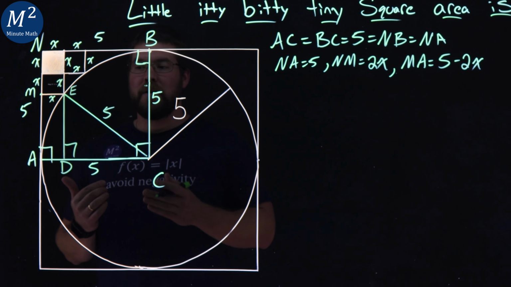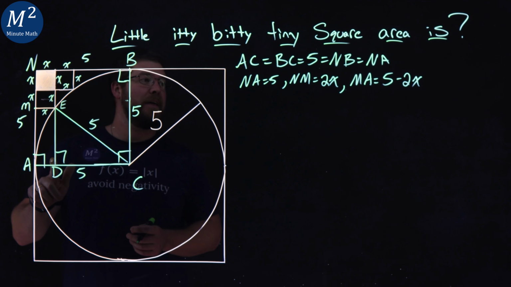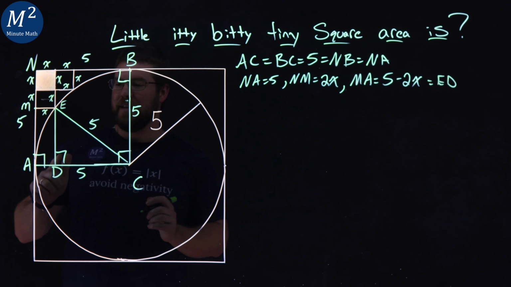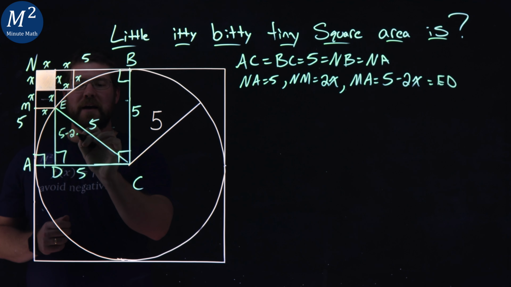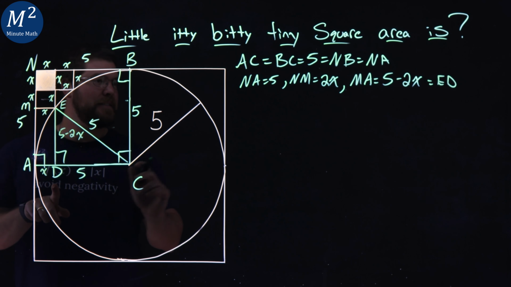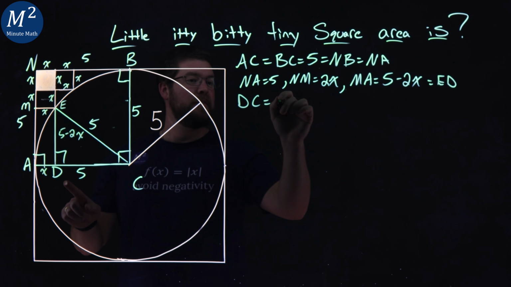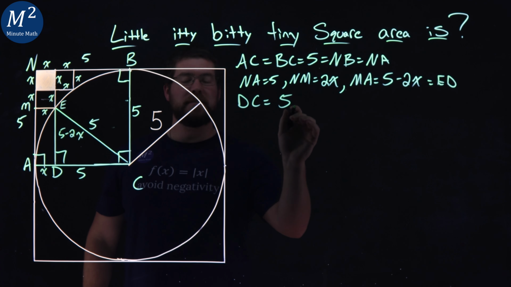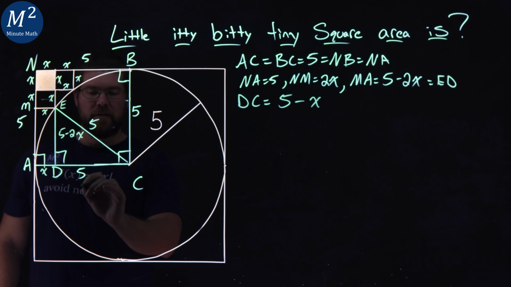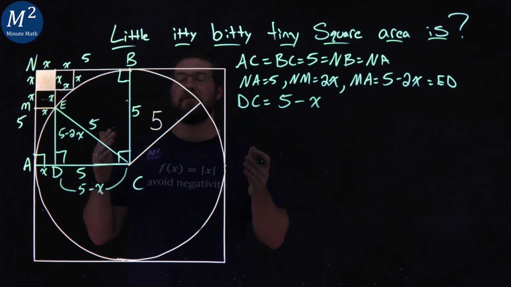So what we want to do is see if we can find some information from this right triangle. ED has the same length as MA, so that's going to be 5 minus 2x. And AD has length x as well, matching up with the top. AC has length 5, but DC is 5 minus AD, which is just x. So DC is 5 minus x. Well, we have a right triangle.